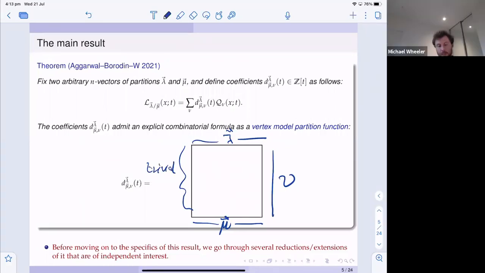So the explicit vertex model, and we'll construct this partition function. And when you evaluate that partition function, you get this coefficient.